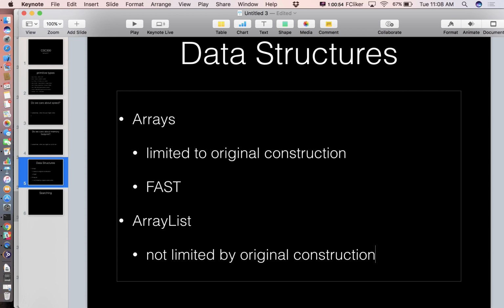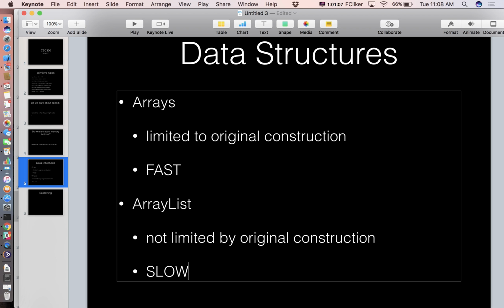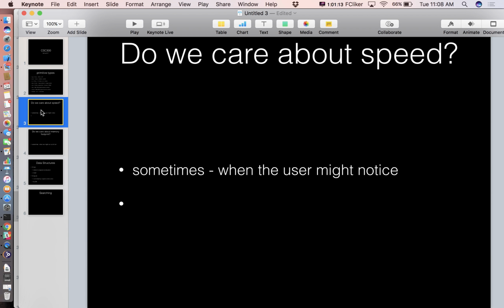So it's a little bit higher memory requirement on a per bucket basis, but I've taken away that requirement of contiguous memory. So not limited by original construction, and relatively speaking, slow. Now this relates back to the previous slide, this slide, speed.